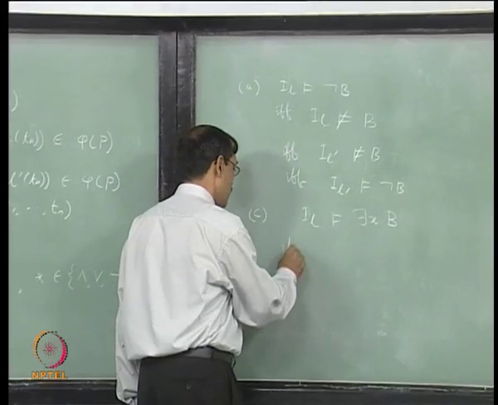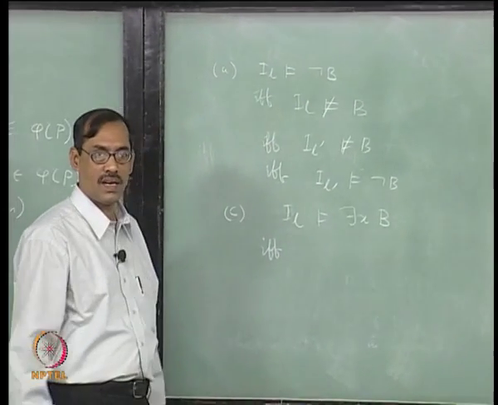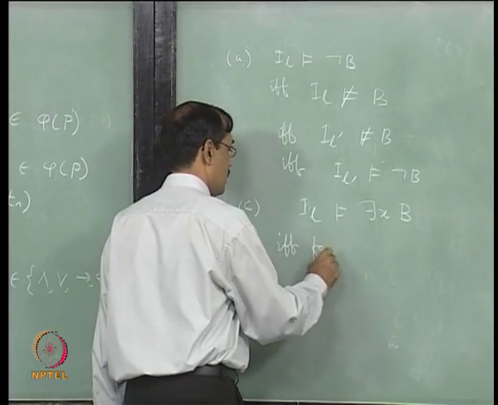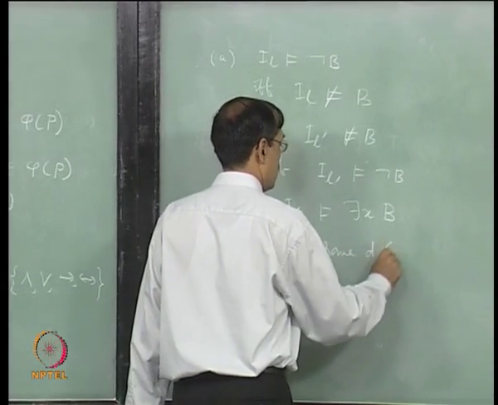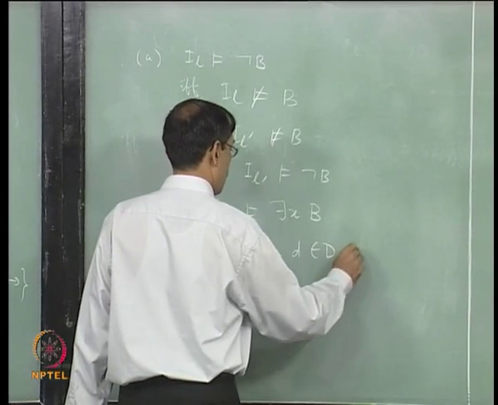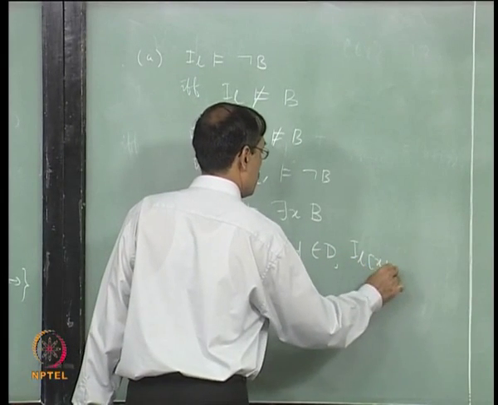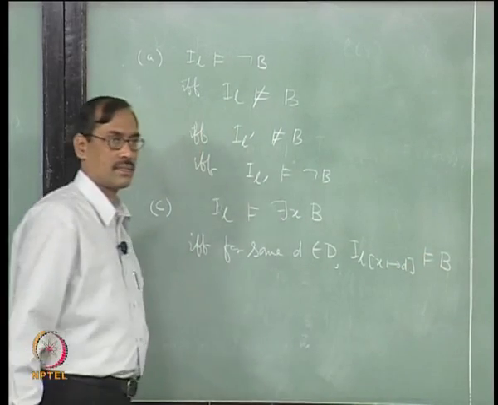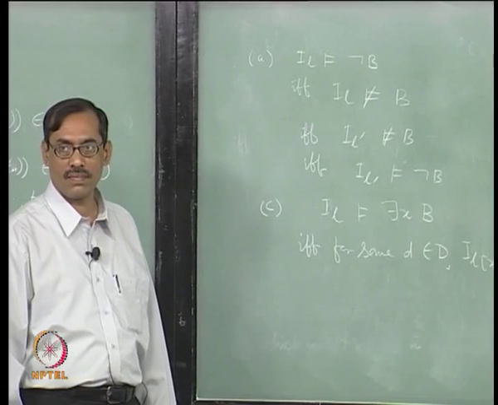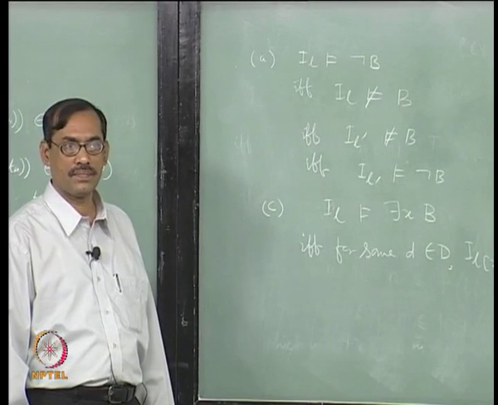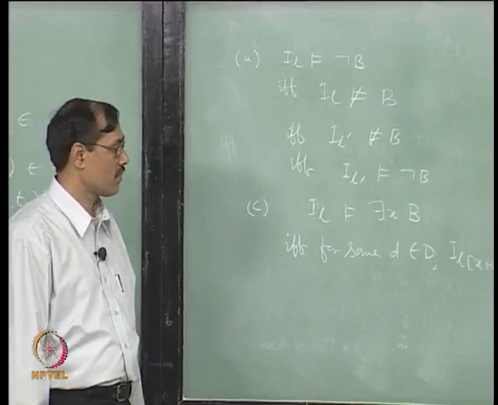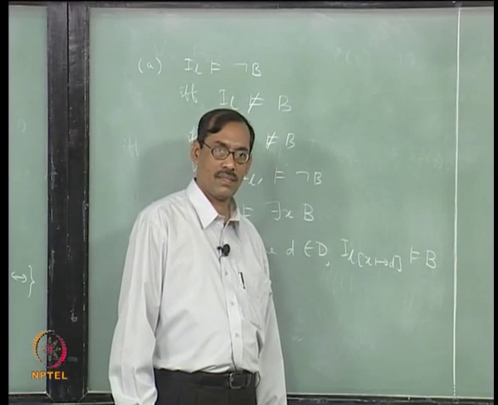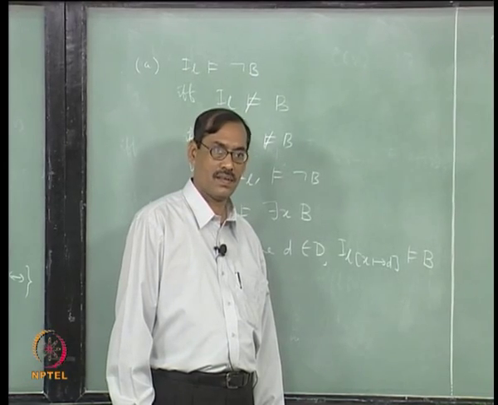This happens if and only if, what is the definition, for some element in the domain, right. So, for some d in D, I L x fixed to d satisfies B. Is that okay? That is what it is. Now, how to use the induction hypothesis on this? That is our point.